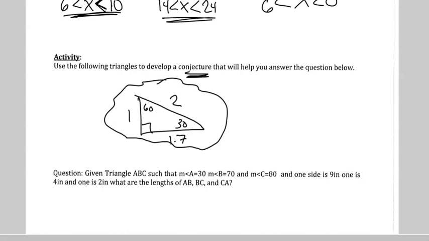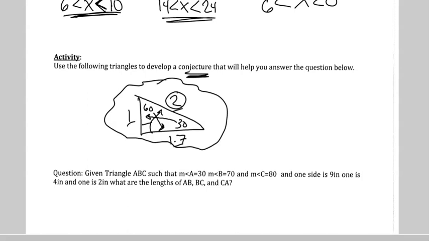Across from the biggest angle is what? Across from the biggest angle is the longest side. Across from the smallest angle is the shortest side. Across from the medium angle is the medium side, because we have a short side, a long side, and a medium side. So there you go. That is basically your theorem there.